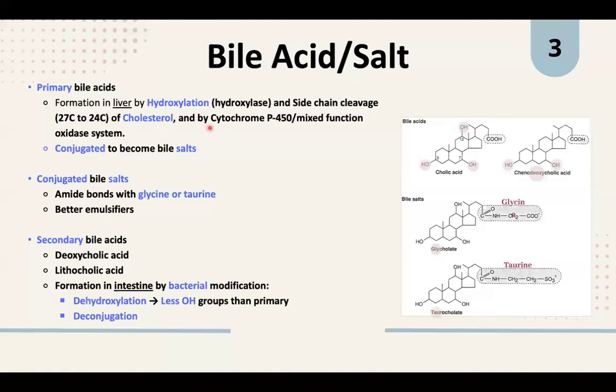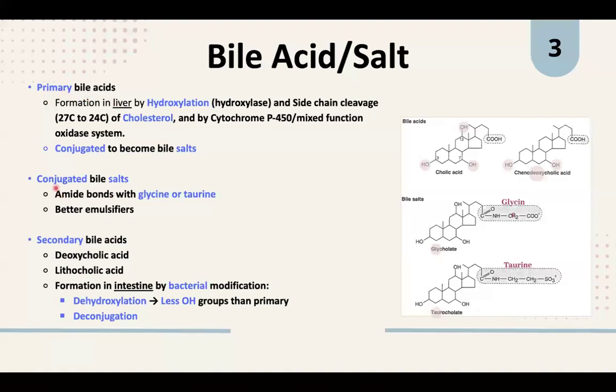And it also goes through the cytochrome P450 oxidase system. So cholesterol undergoes hydroxylation, side chain cleavage, and the cytochrome P450 oxidase system in order to become a primary bile acid. All right, now, primary bile acids, when they get conjugated, become bile salts. So bile salts are basically conjugated primary bile acids.